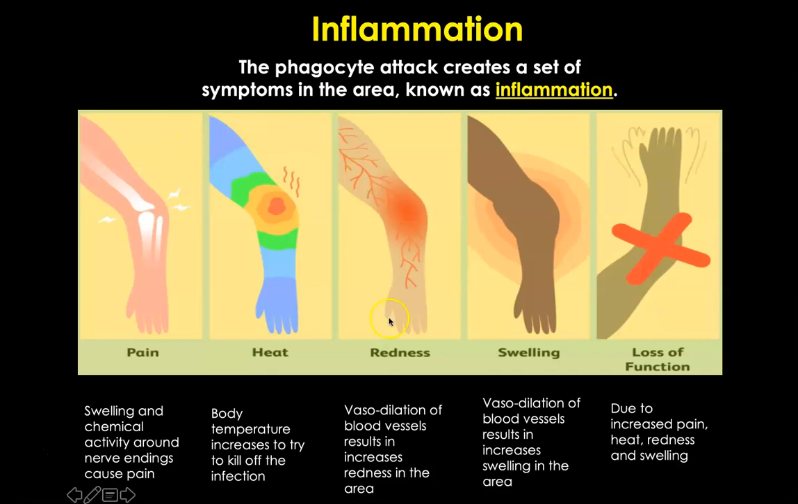The redness is a result of that vasodilation of the blood vessels, capillaries near the surface of the skin, and that results in the redness of that area. Swelling, of course: the vasodilation of blood vessels increases the swelling of the area, and due to all of these things, pain, heat, redness, and swelling, we often get a loss of functional mobility of that area of your body until it has healed completely.